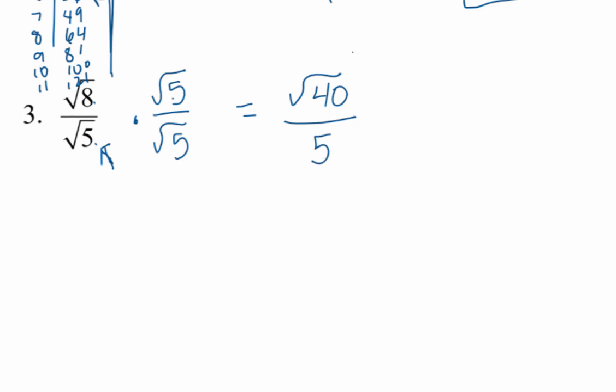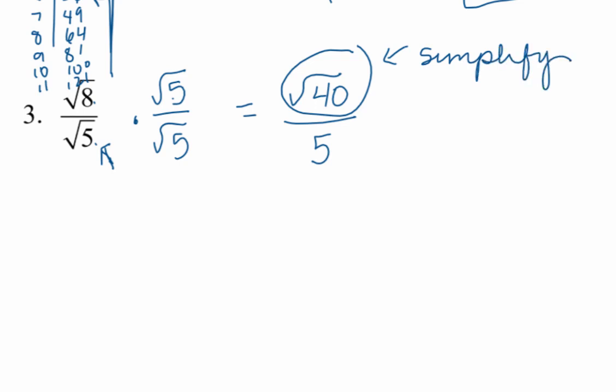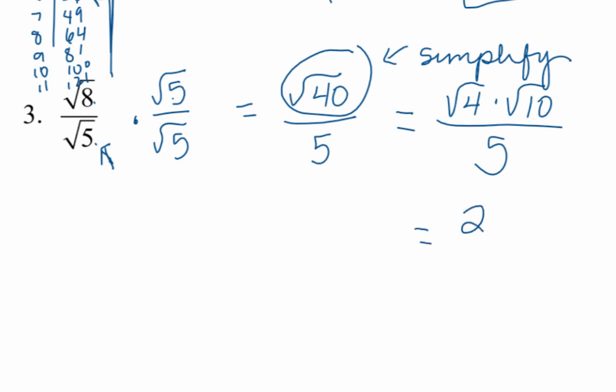But now look at this square root of 40. We're not done. Can you see the perfect square in there? You want to simplify here. And so 40 is the square root of 4 times the square root of 10, right? And the square root of 4 is 2. So we have 2 square root of 10 over 5. And that's now our simplified answer.